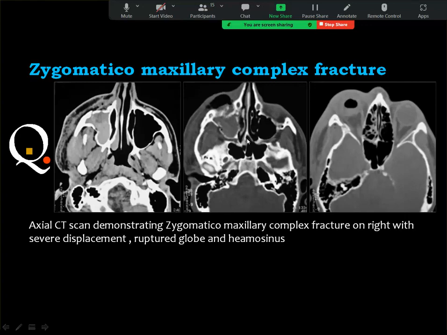And in this type of fracture, you should look at the orbit because there may be associated entrapment of the inferior rectus muscle, and also there may be complications in the globe itself. And in this case, there is evident rupture of the globe. The globe is collapsed and there is intraocular air.